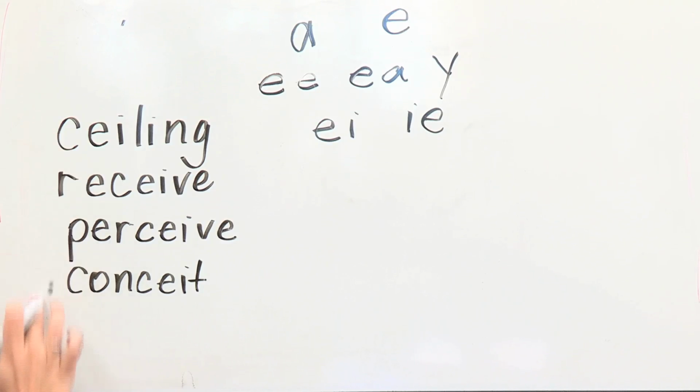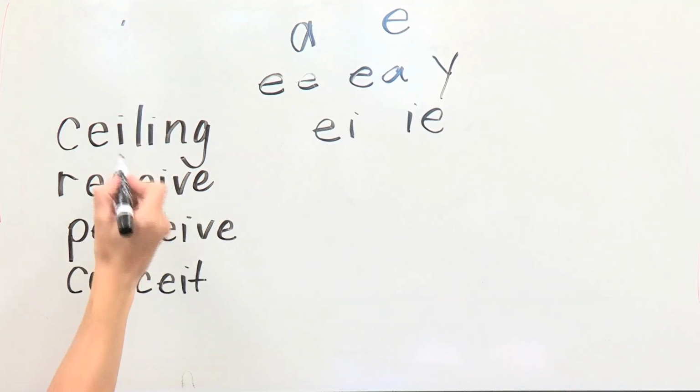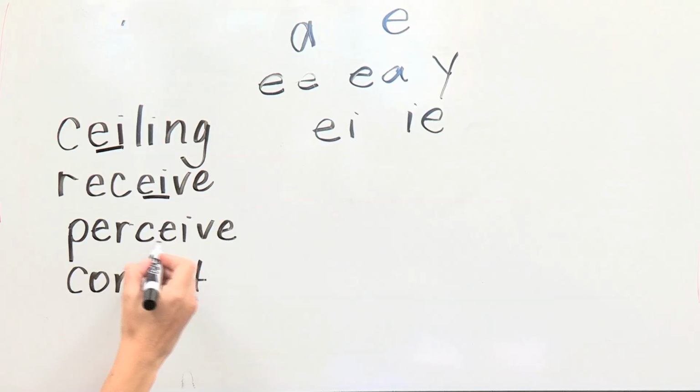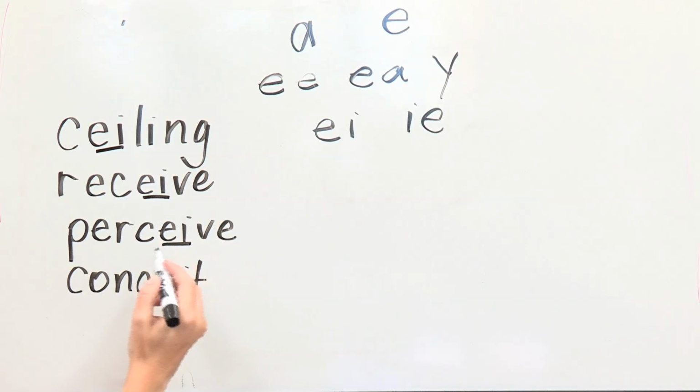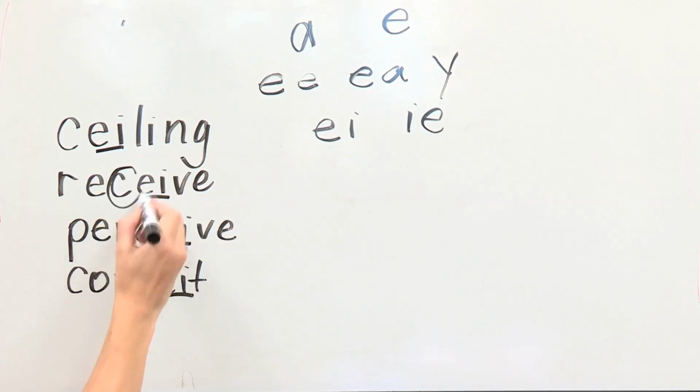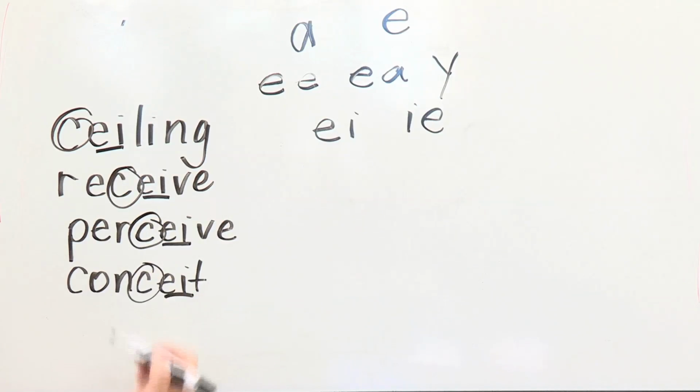Okay, so we have these words, and if you notice, they're obviously more complex. You will not be teaching a kindergartner these words. These are definitely for your upper grade, right? But if we have our EI, if you notice, they're always followed by a C. Okay, so that is the rule that you can teach your kids.